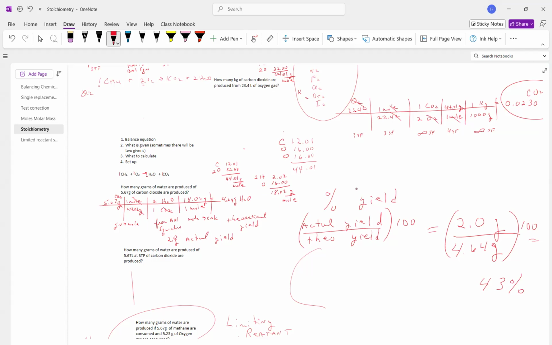Now, if you're a chemical engineer, this is one of your main jobs, to maximize yield. Because if you're a company making a product, you want to maximize your profits, which means you want to get the most out of your reactions. And many chemical engineers design processes to maximize the yield.